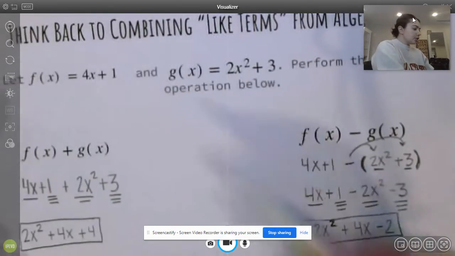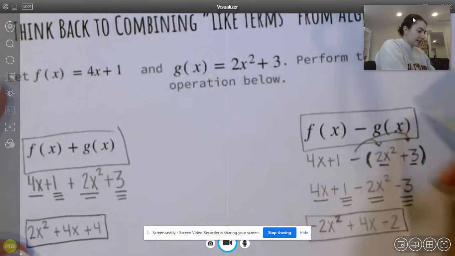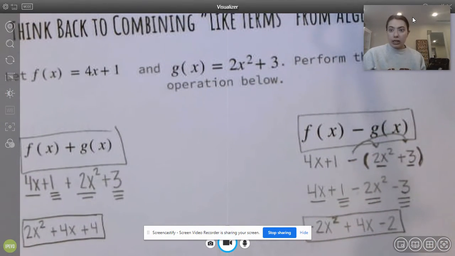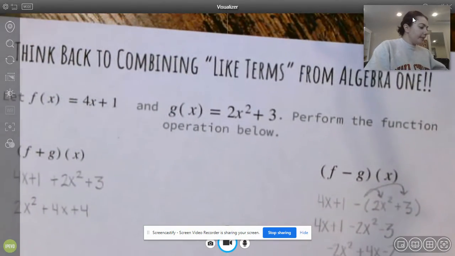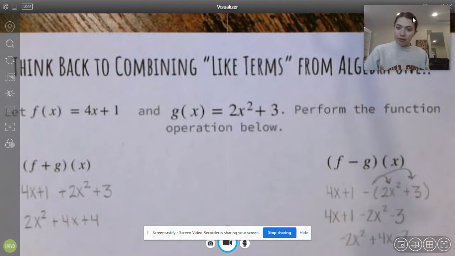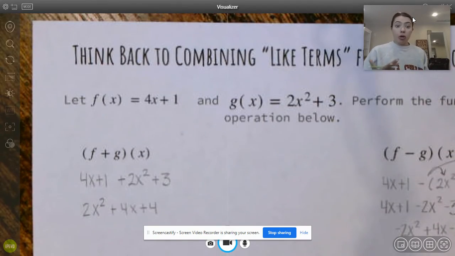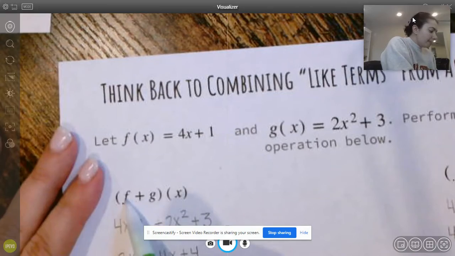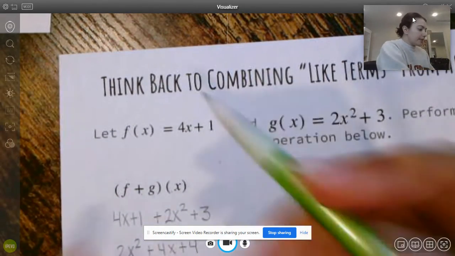This notation, f of x plus g of x and f of x minus g of x, is the notation that we were introduced to in Algebra 1. But if you flip to that next slide, we're still combining like terms just like in Algebra 1, but now notice the notation looks a little bit different. Now we might see f plus g times x. Well, think about what we see here.